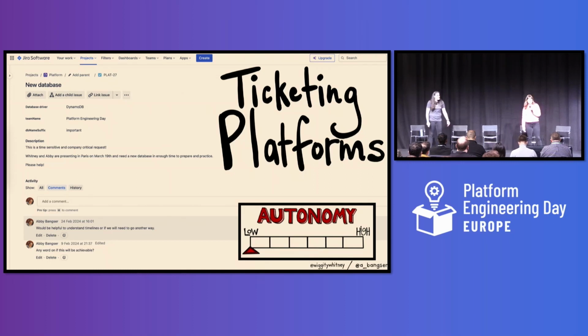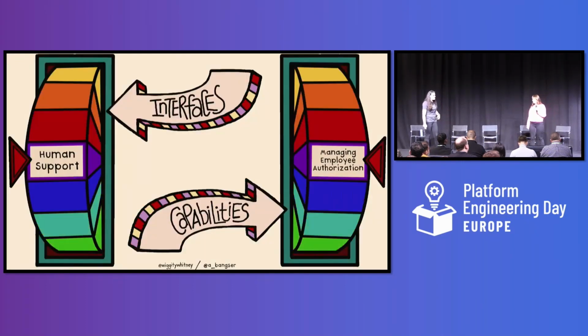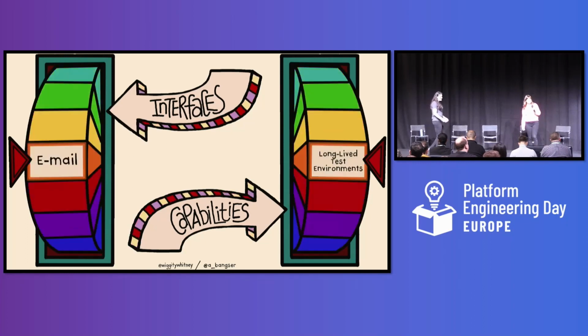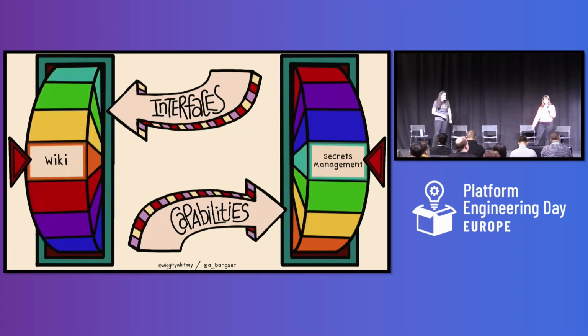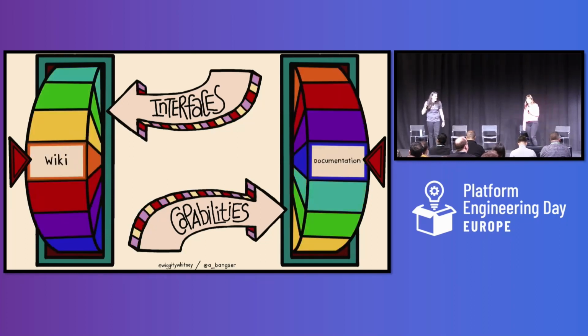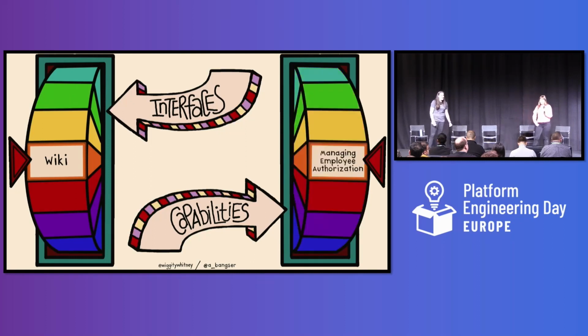Okay, yes. So let's spin the wheel again. What do you say? Starting to see this spinning wheel is useful. Okay. Yeah, let's come up with. All right, let's see what we get this time around. So for our interface, we have a wiki. A wiki. And what are we going to get? We're going to get managing authorization.